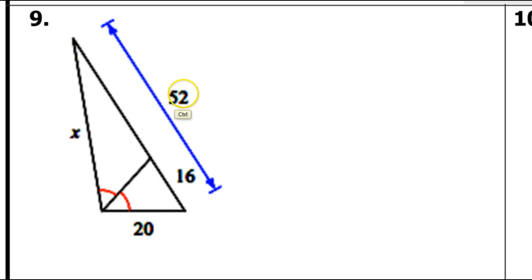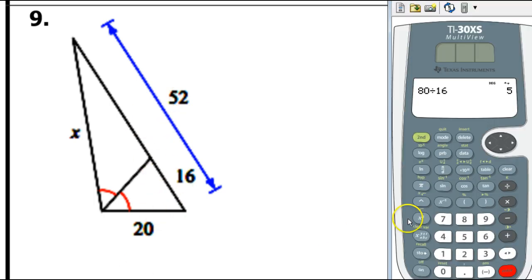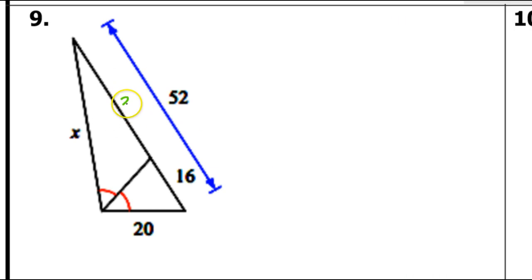Luckily we have the whole number of 52. So if we just subtract 52 minus 16, we can easily find the other piece. Alright, so this piece right here must be 36. So, the fact that these angles are marked the same means that they are congruent. So this is an angle bisector. So, we can use something called the angle bisector theorem.